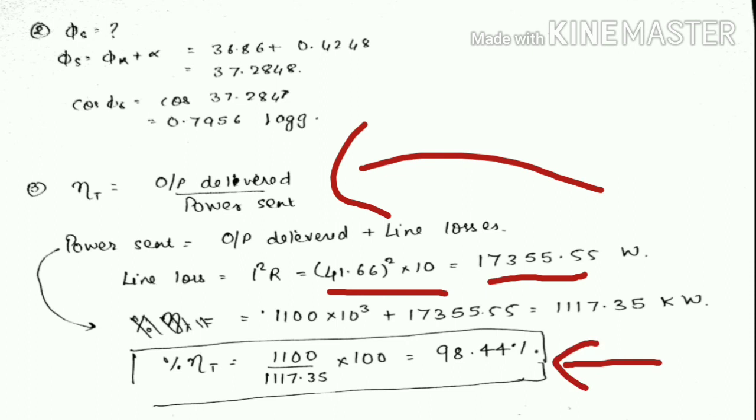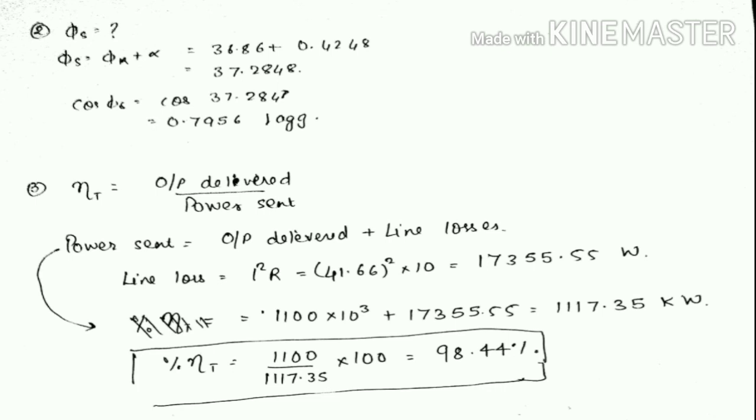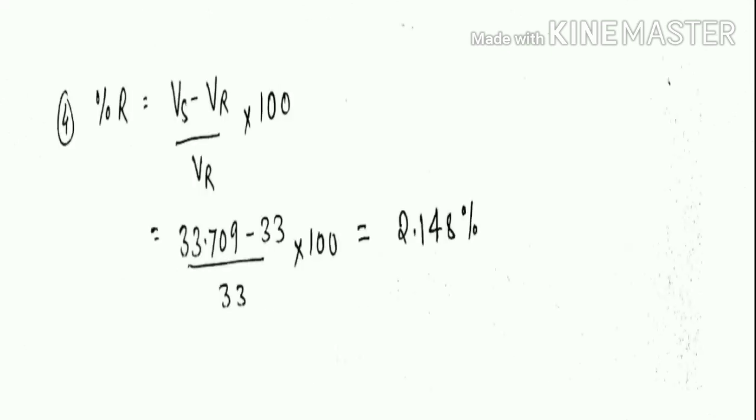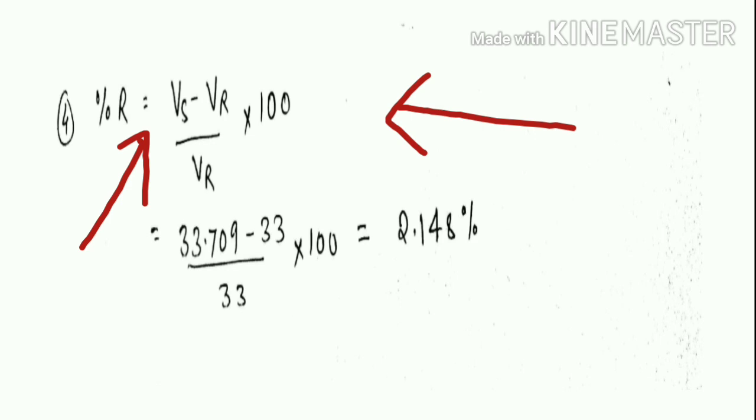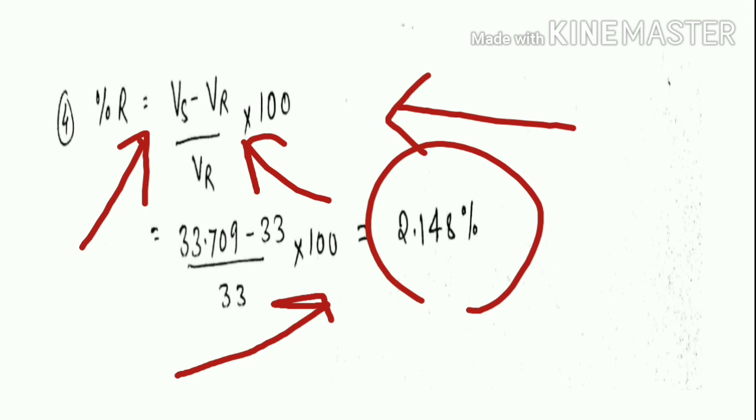We will get the transmission efficiency, which is equal to 98.44%. And last is voltage regulation. This is the formula of the voltage regulation: Vs minus Vr divided by Vr. All the values we have found, we have the value of Vs, we have the value of Vr. Put them simply in the formula, and we get voltage regulation of 2.148%. So this is the way to find out the short transmission line numerical.